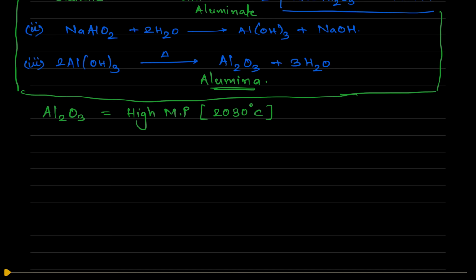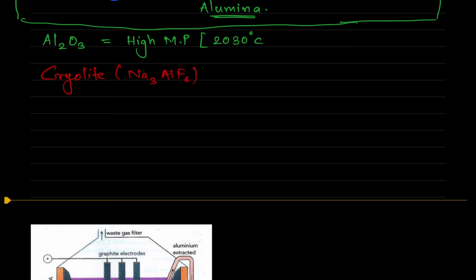We tackle this problem by adding something very, very important into it, and we add another ore of aluminium, and that ore is referred to as cryolite. Let me rewrite it for you. Okay, so that ore is referred to as cryolite. Okay, and the formula of this compound is Na3Al(F6). Okay, this is another ore of aluminium which is used in the process of extraction of aluminium.